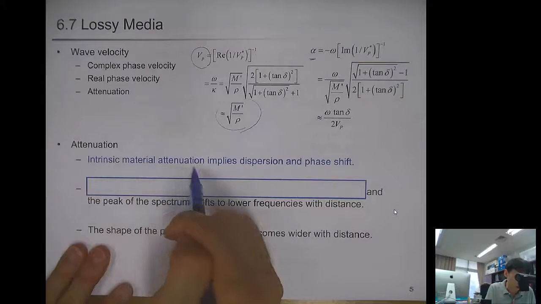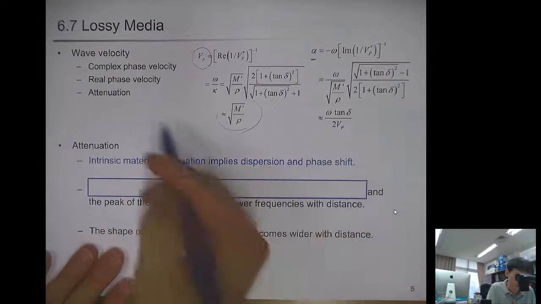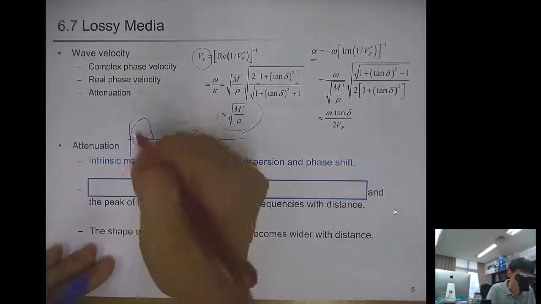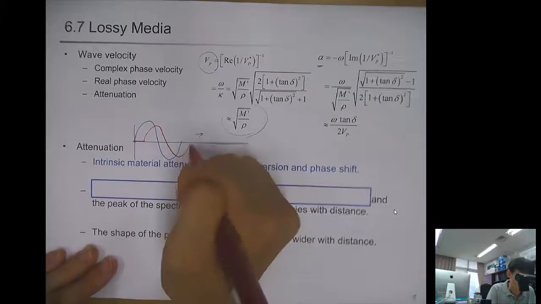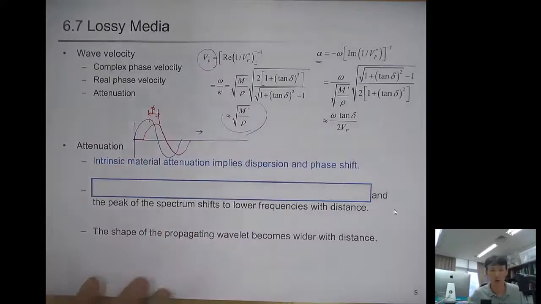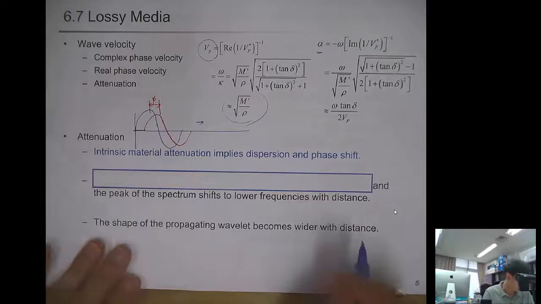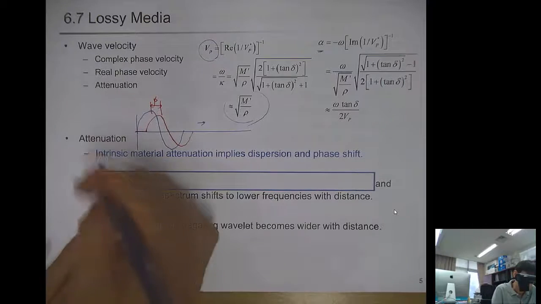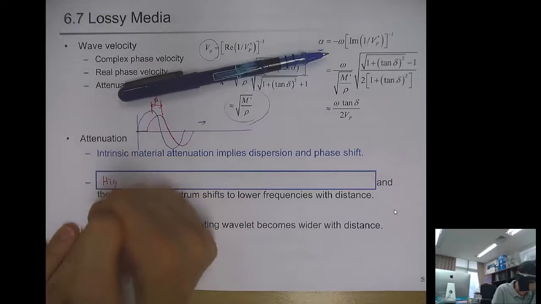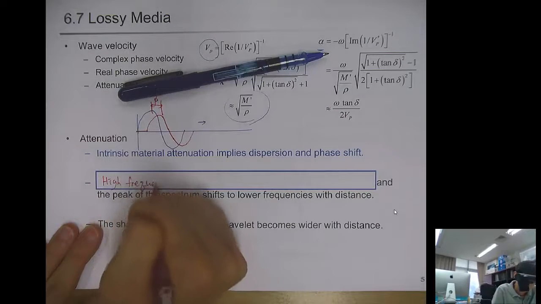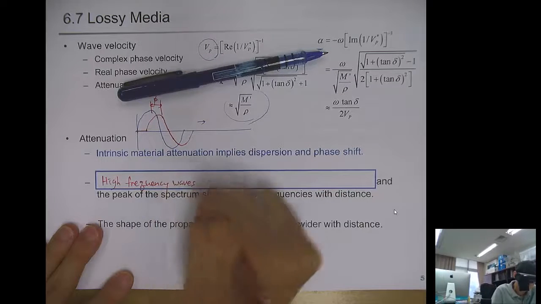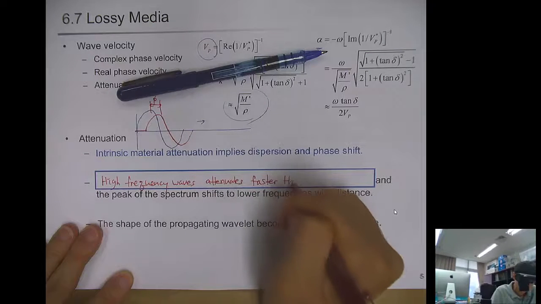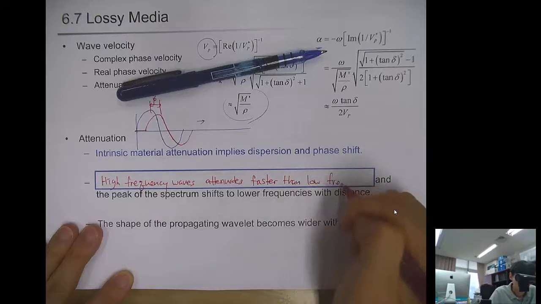This intrinsic material attenuation implies dispersion and phase shift. That means that as the wave propagates, it will shift a little bit by this much, whenever you have a dispersion. And the higher frequency attenuates faster than the low frequency wave.